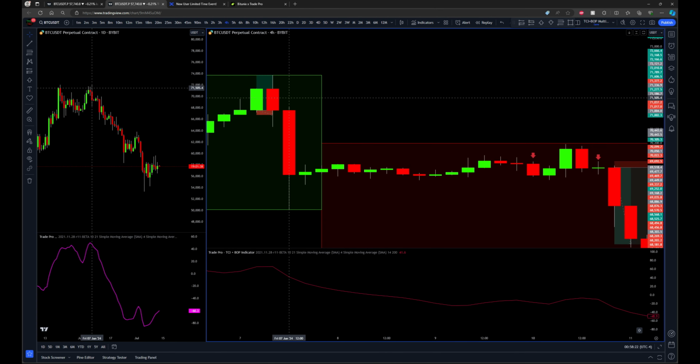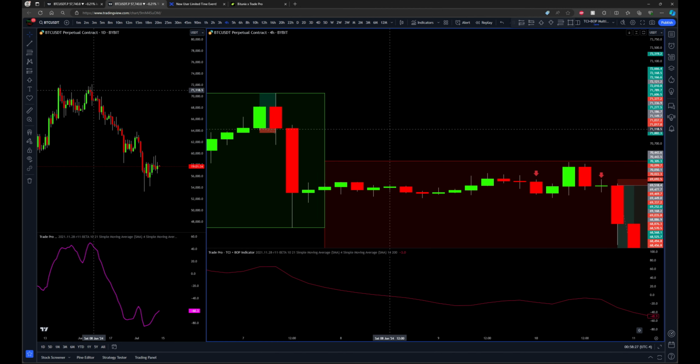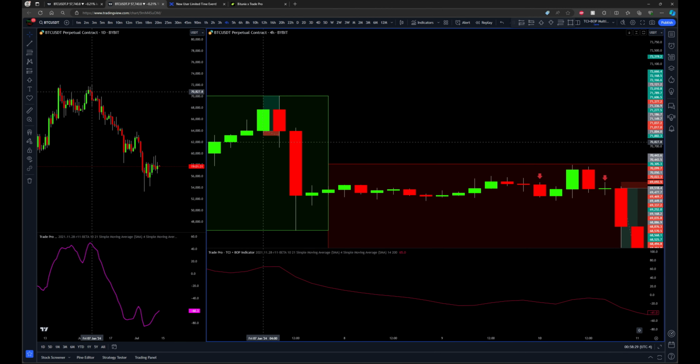So let's just start over here. We'll go through a few examples. We're looking for an upwards pivot because we have a green box, right?